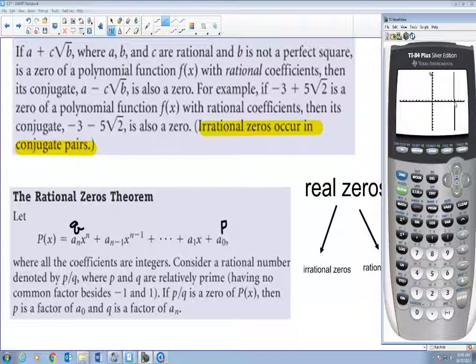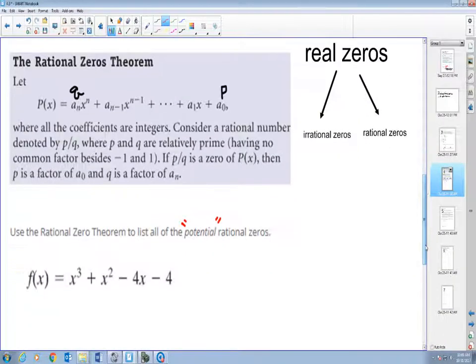And how do we find it? Well, we know based on the intermediate value theorem, it is going to be between 6 and 7. But exactly what is it? We can actually use the rational zero theorem to help us see potentially what it could be.